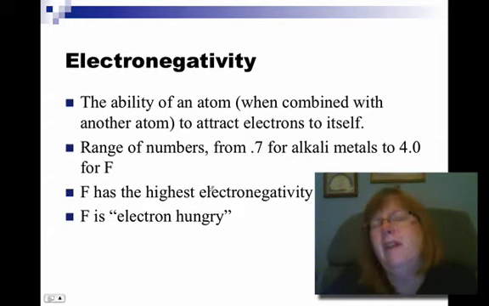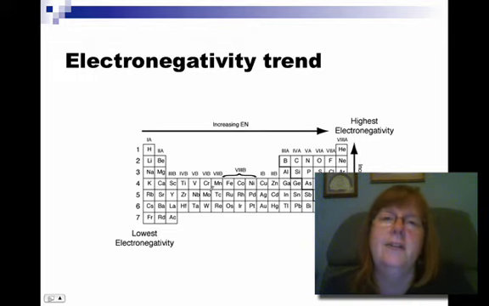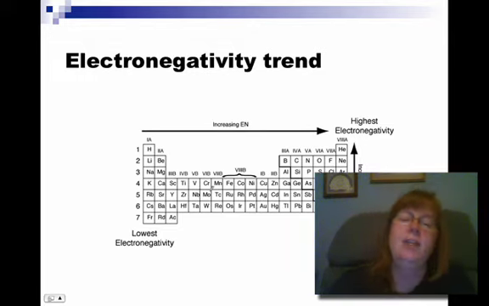And here's the general trend. I just say, hey, remember, fluorine has the highest electronegativity. So the trend is, as you go from left to right across the periodic table, electronegativity increases, and when you go up the periodic table, electronegativity increases. And again, this is because of the attraction to the positive nucleus.